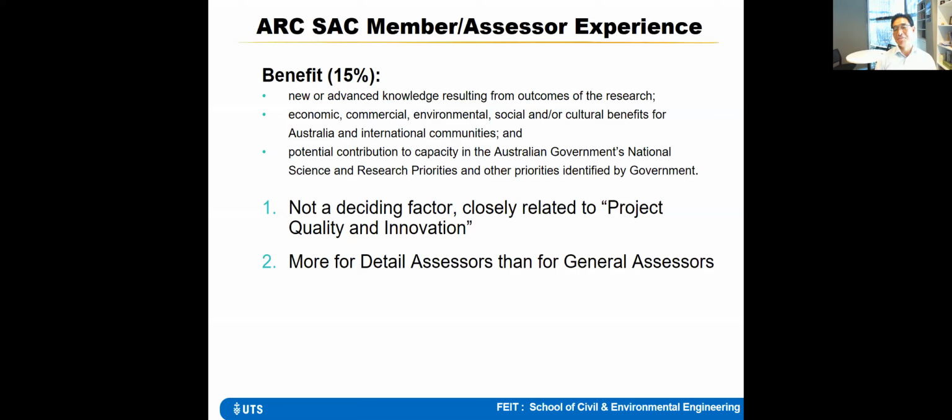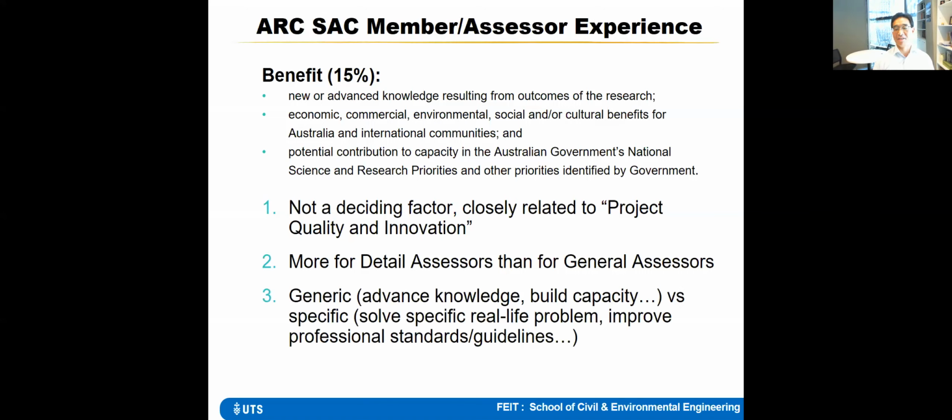So what I mean here is you can't afford to be too ambitious. It's very hard to give an example. If you say, I will solve the climate change problem, I don't think the detail assessor will buy it. Instead, you can talk more about the specific problems you want to solve. What's the real benefit? There's generic benefit, advancing knowledge, building capacity. So again, this is related to project quality and innovation.